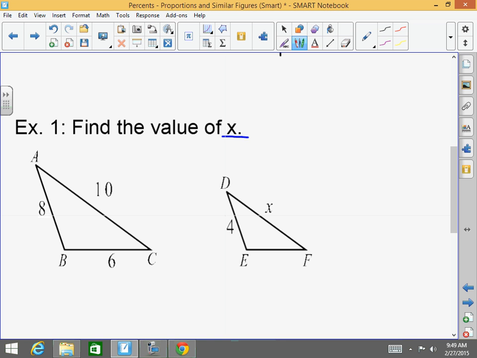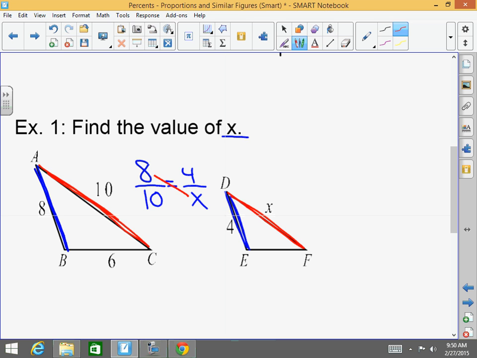So 8 to 10 will equal. Who corresponds to 8 here, guys? The 4. Who corresponds to 10 here, guys? The x. See what I'm saying? This guy, AB, corresponds to this guy, DE. And then this guy, AC, corresponds to this guy, DF. Does that make sense?